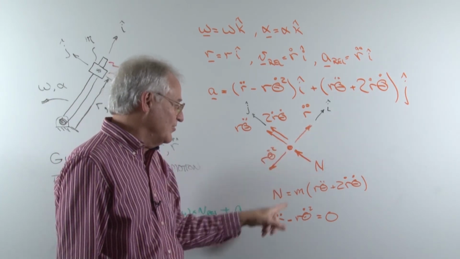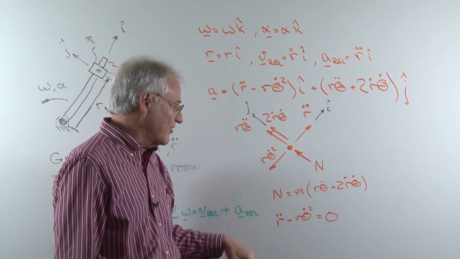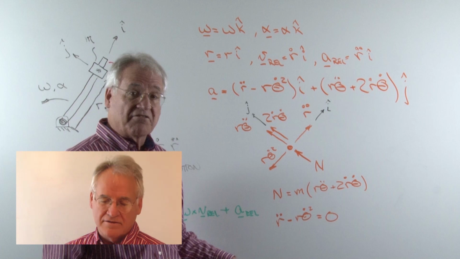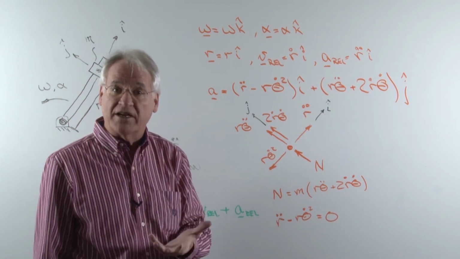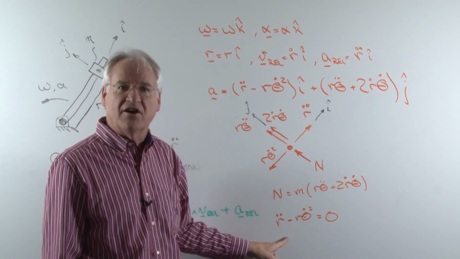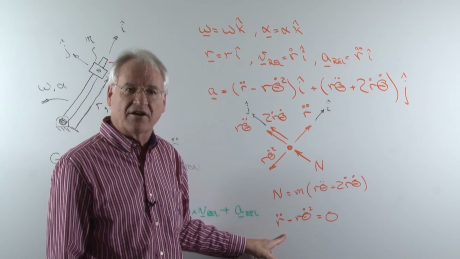We get r double dot minus r theta dot squared. He actually skipped a small step there. When you sum forces in the i hat direction, you actually get m r double dot and m r theta dot squared respectively. The m subsequently cancels out and gives you the result he's shown there, equals 0 because there's no external forces. This is the equation of motion in r, a differential equation in r.